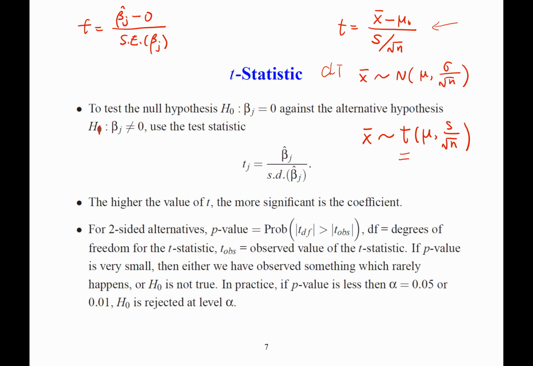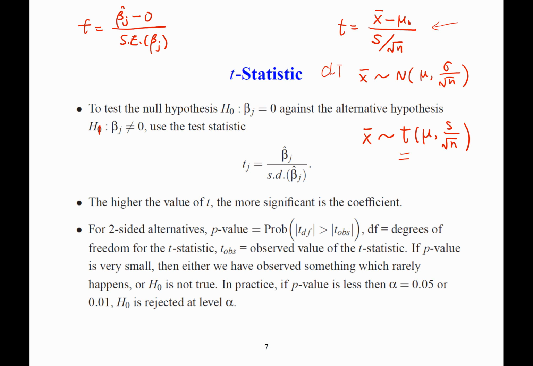Classical approach: compare the t-test statistic with classical critical values. The second one is the p-value approach. And the third one is the confidence interval, which is going to be in the next slide.